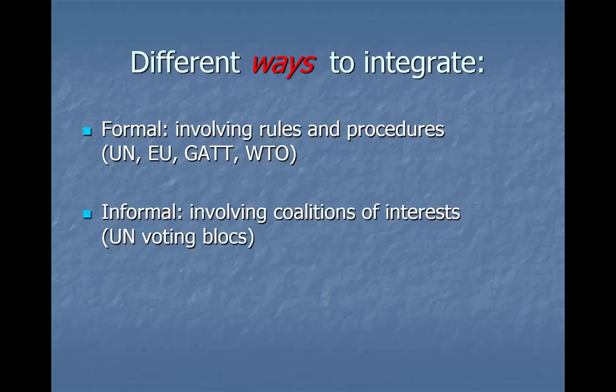We also have informal ways. UN voting blocks as an example. Coalitions of interests. If you've been watching any of the news related to the Middle East, you can see who's taking what side when we talk about Syria or Iran. Different types of collaborative combining to have a bigger statement.